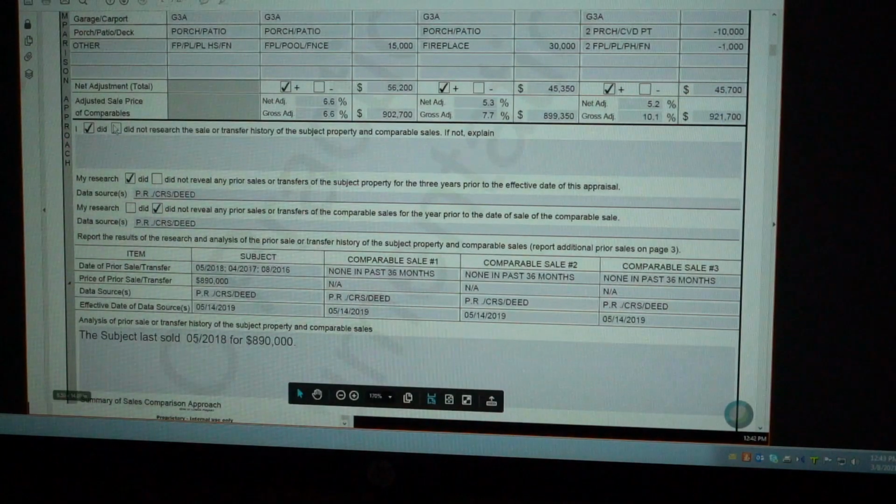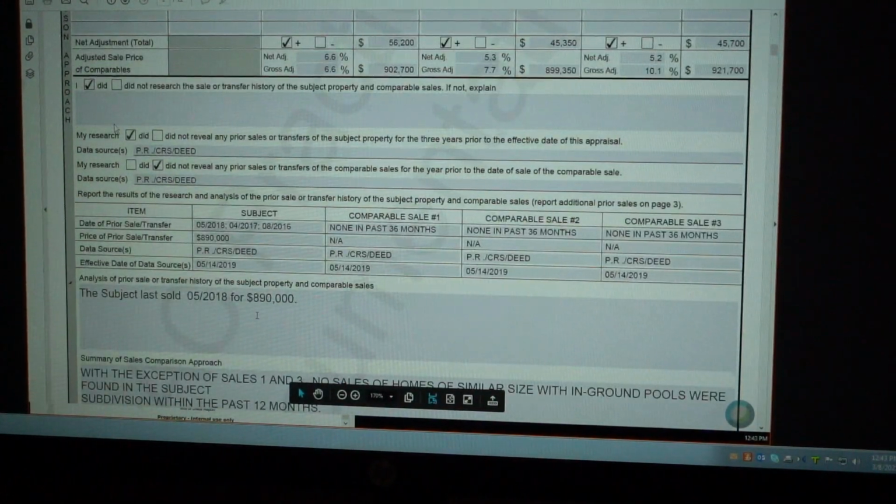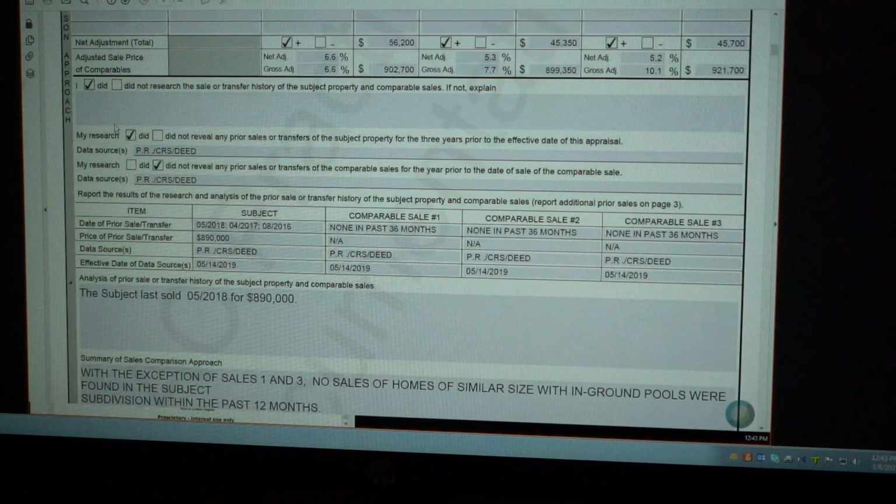Because it's just telling me on 5/18 that it was sold for $890. What about 4/17? And what about 8/16? What did it sell for? I need you to give me that. For the last 12 months, right, Linda? Yes, for the comparables, 36 months for the subject. Right.